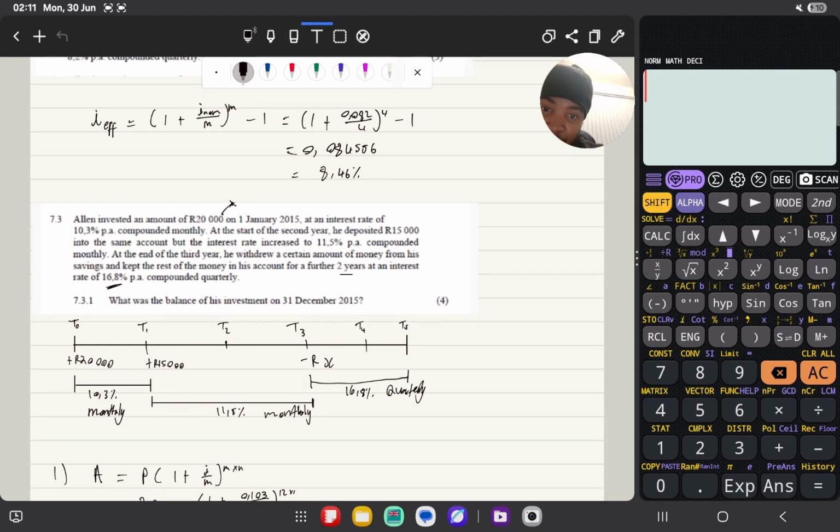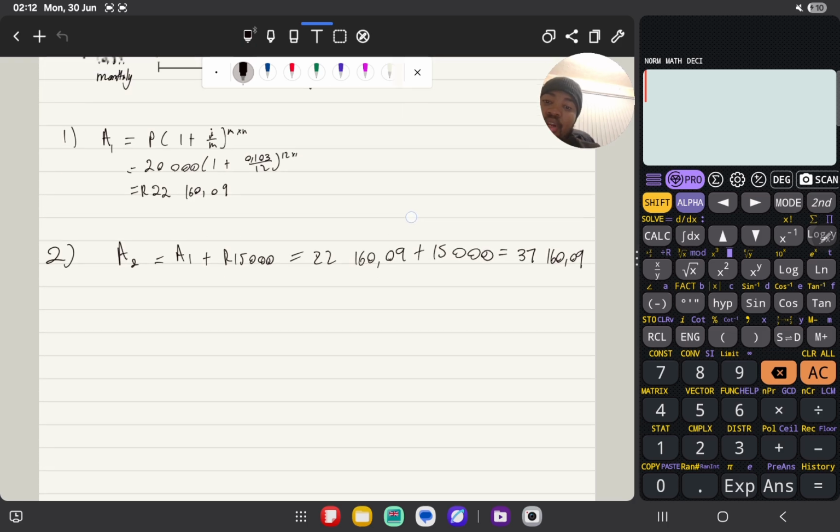Let's go back. Okay, he deposited this much into the same account, but the interest rate increased to 11.5% compounded monthly. At the end of the third year, that's when he makes a withdrawal from the savings and kept the rest of the money in his account for a further 2 years at an interest rate of 16.8. So the timeline is still perfect. He deposits the money, and at the end of year three, he withdraws some cash and leaves the rest in the account for 2 years.